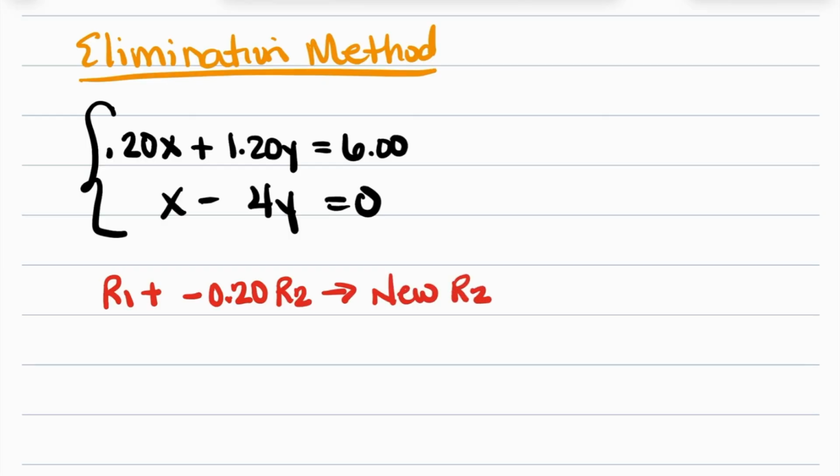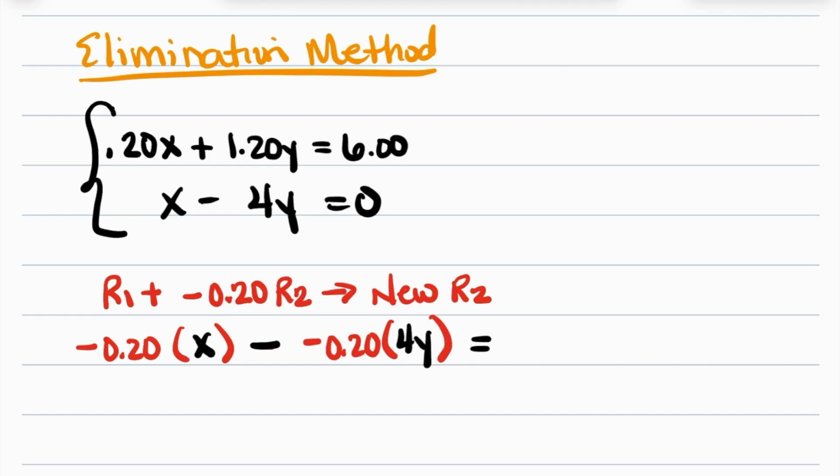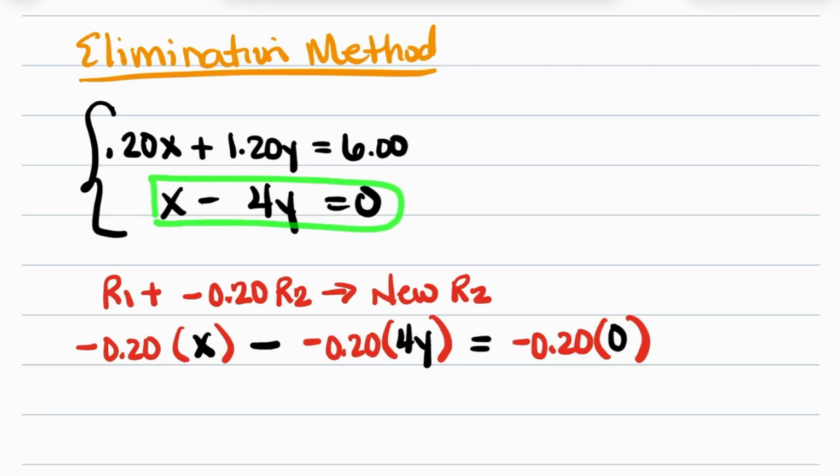So let me just write that out. I have a negative 0.20 that's going to be multiplied to the x, and then I'm going to have a minus. Actually, I'll do that minus in black so that it matches the equation up there. And this is going to be a negative 0.20 times the 4y equals the negative 0.20 times the 0. So you'll notice this piece is right here: x minus 4y equals 0. Okay, so now let's go ahead and do that math.